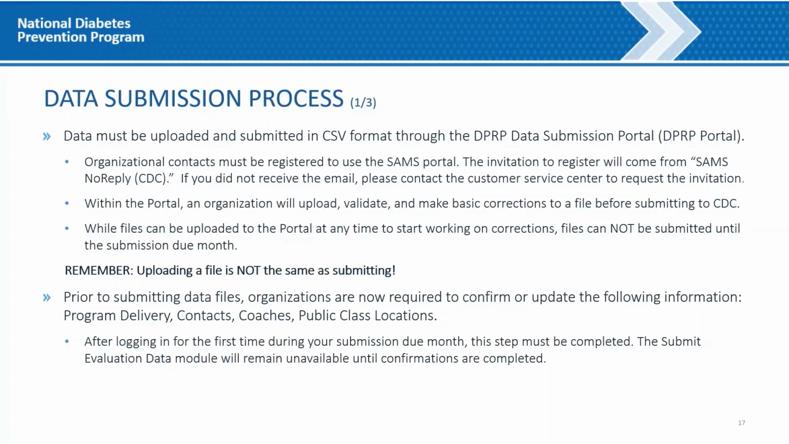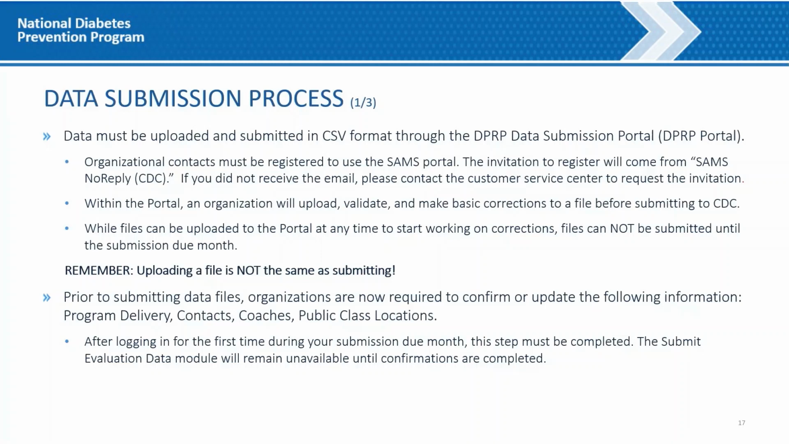Data submission process. DPRP submission data cannot be submitted via email. The data must be uploaded and submitted in CSV format through the DPRP Data Submission portal. Organizations must have CDC's Secure Access Management System, SAMS, registration to access the portal. If an organization does not have SAMS access, then they can submit a case to the National DPP Customer Service Center to request access. Organizations will upload, validate, and make basic corrections to the data file before being able to submit to CDC. Please note, uploading a file is not the same thing as submitting. Organizations may upload and start correcting data files at any time, but will not be able to submit until the first day of the submission due month.